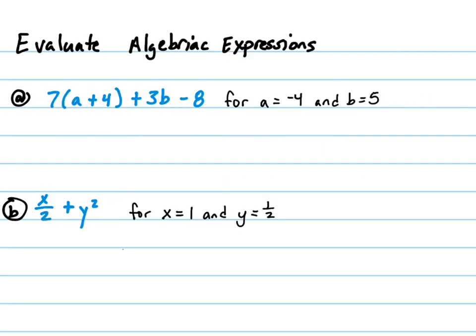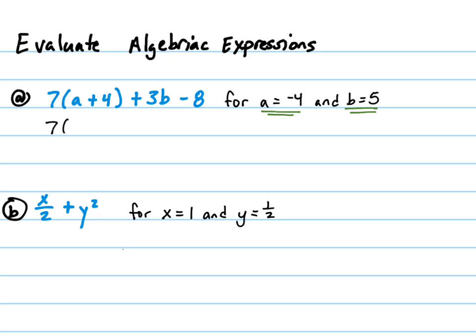Now we're looking to evaluate an algebraic expression. So to remember, to evaluate means to plug in the variable's value and then simplify it down. And in this case, we should be able to simplify it all the way down to a numerical value. So for question A here, we're going to plug in A is -4 and B is 5. So let's go ahead and do that.